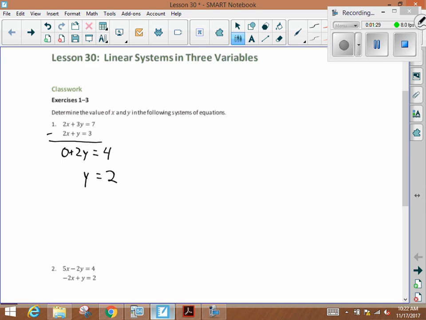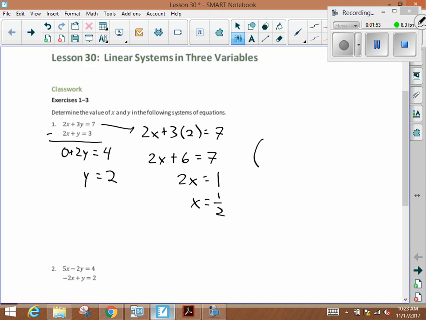Then you took this equation, 2x plus 3y equals 7, and you would substitute 2 in for y. And you would get 2x plus 6 equals 7. So 2x is equal to 1 when you subtract 6 from both sides. So x is going to be 1/2. Then you found that your solution was the ordered pair, or the point on a graph, (1/2, 2). And that's how you solved it.